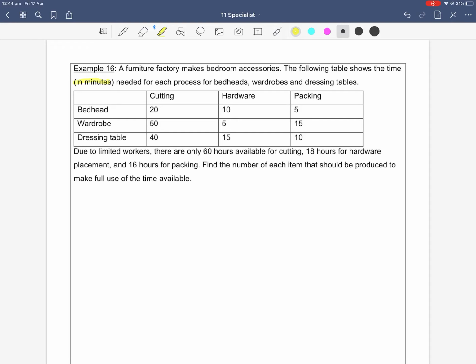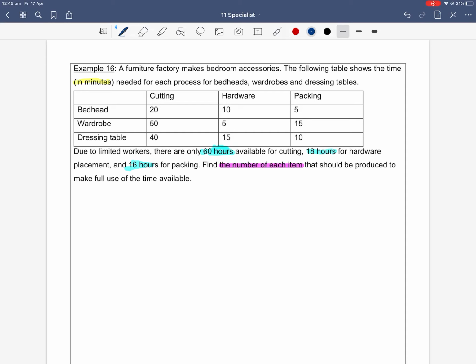The following table shows the time in minutes, so that's important, that's in units, minutes needed for each process for the bed heads, wardrobes, and dressing tables. So it says here, bed head needs 20 minutes of cutting, 10 minutes of hardware making, and 5 minutes of packing, etc. Due to limited workers, there are only 60 hours, so be careful of units, 60 hours available for cutting, 18 hours for hardware, and 16 hours for packing. Our goal is to find the number of each item that should be produced to make full use of time.